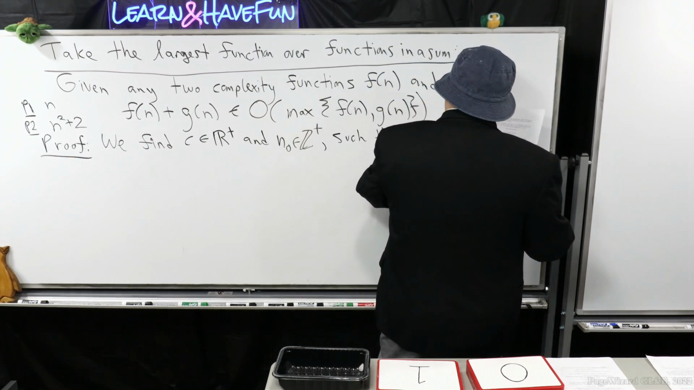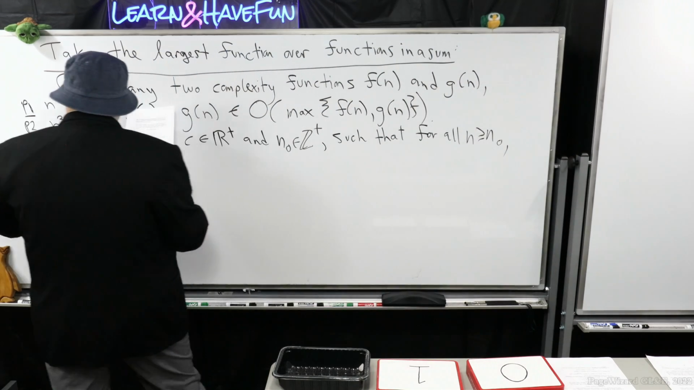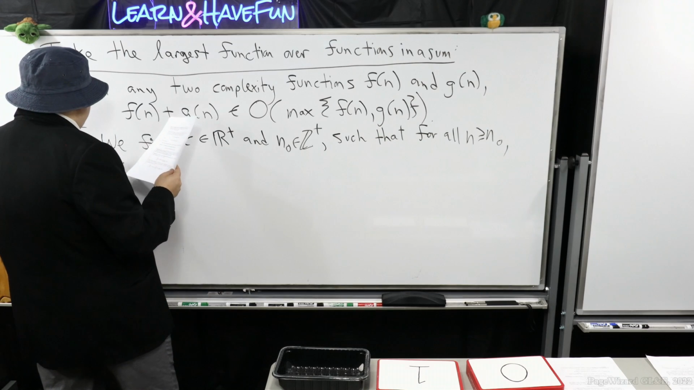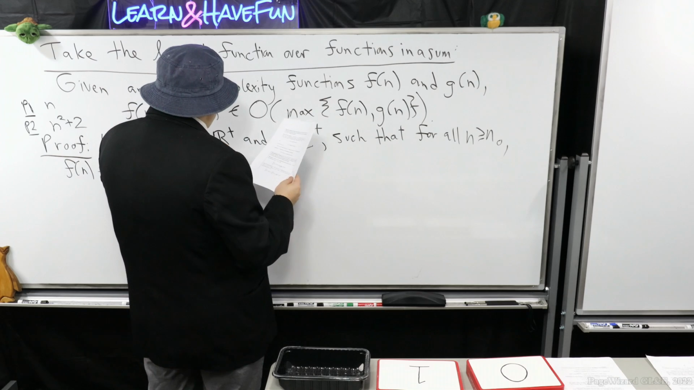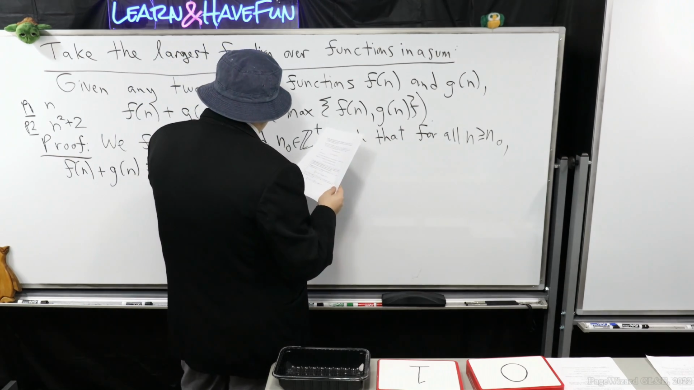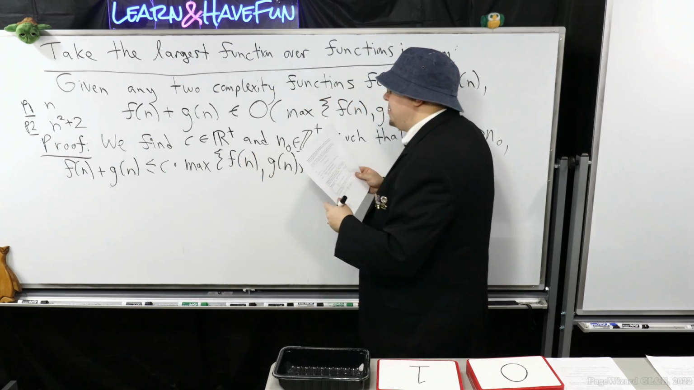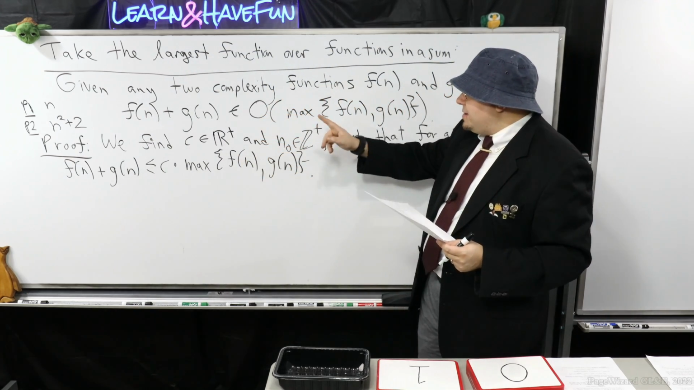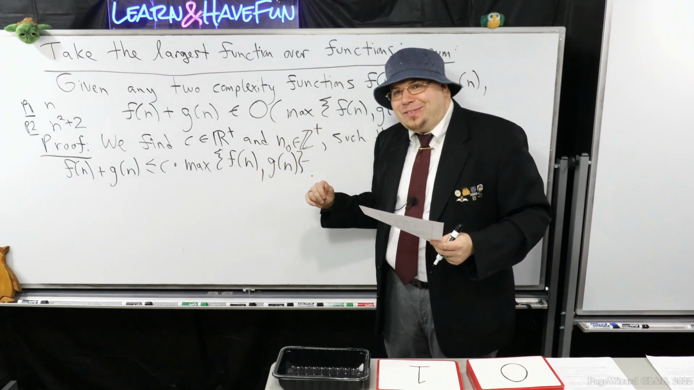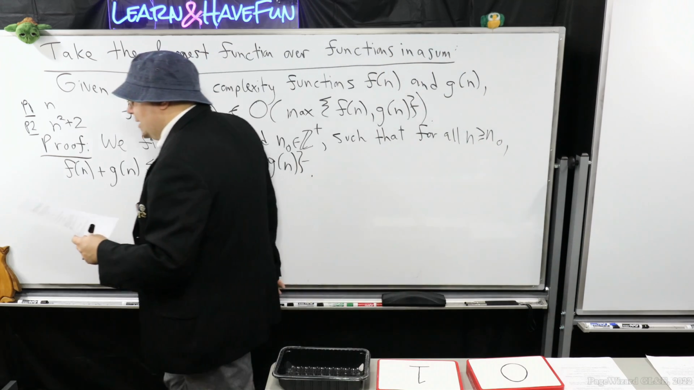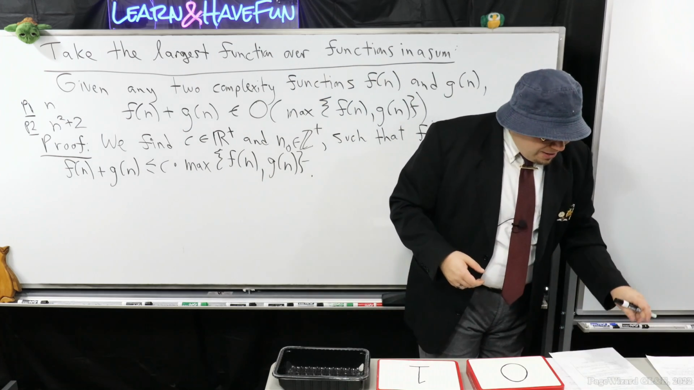Such that for all n greater than or equal to n0, we know that f of n plus g of n is less than or equal to c times the maximum of f of n and g of n. What I'm saying here is that if I take the sum of these, it has to be less than or equal to c times whatever the larger of these two values will be for a given value of n. So anyways, you might ask, Dan, how are we going to pick the constant?